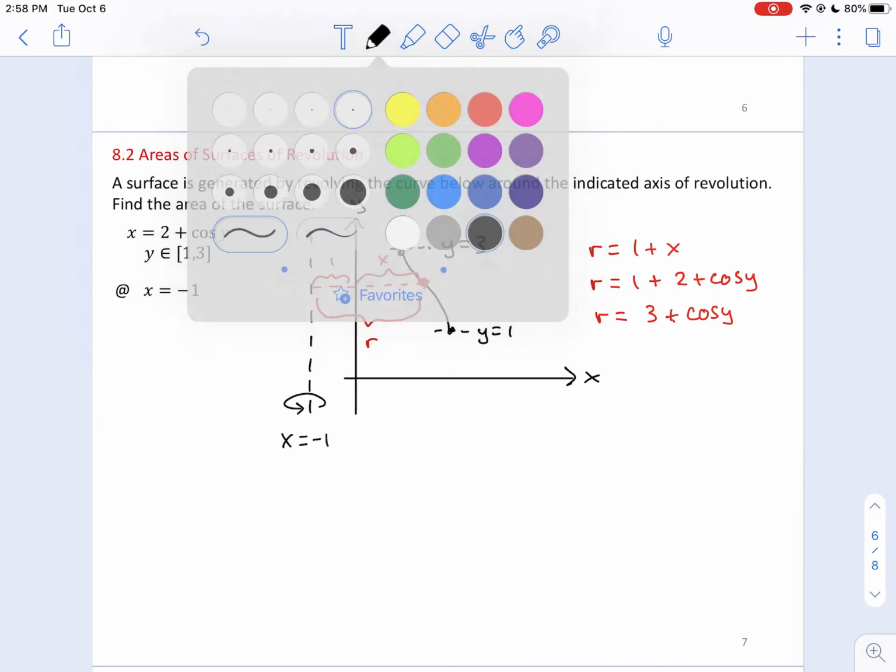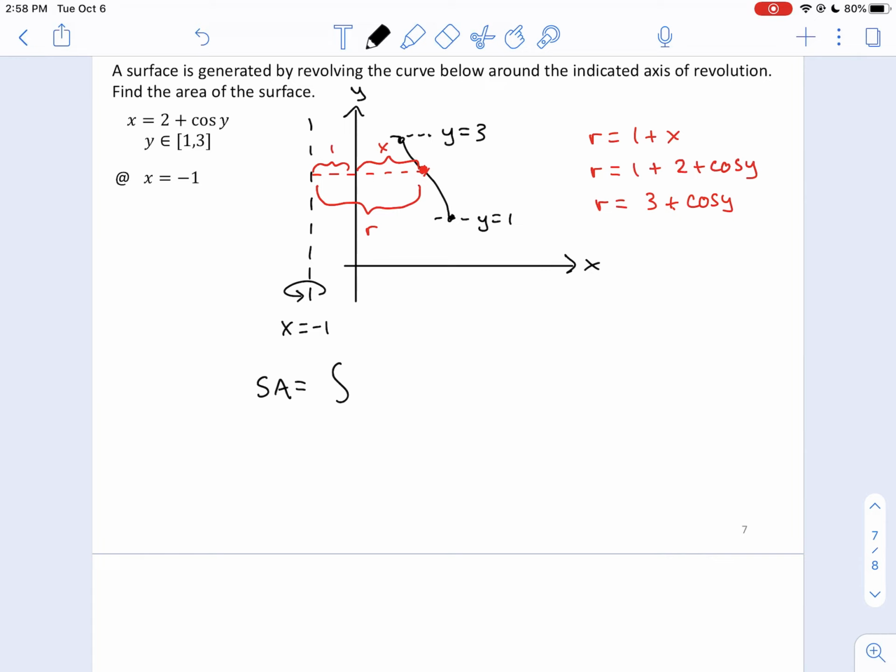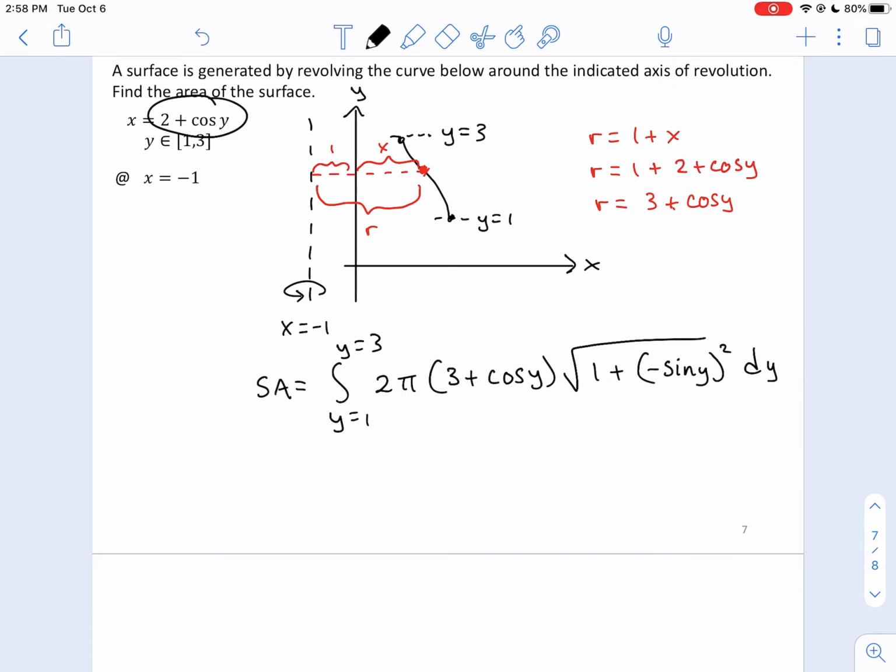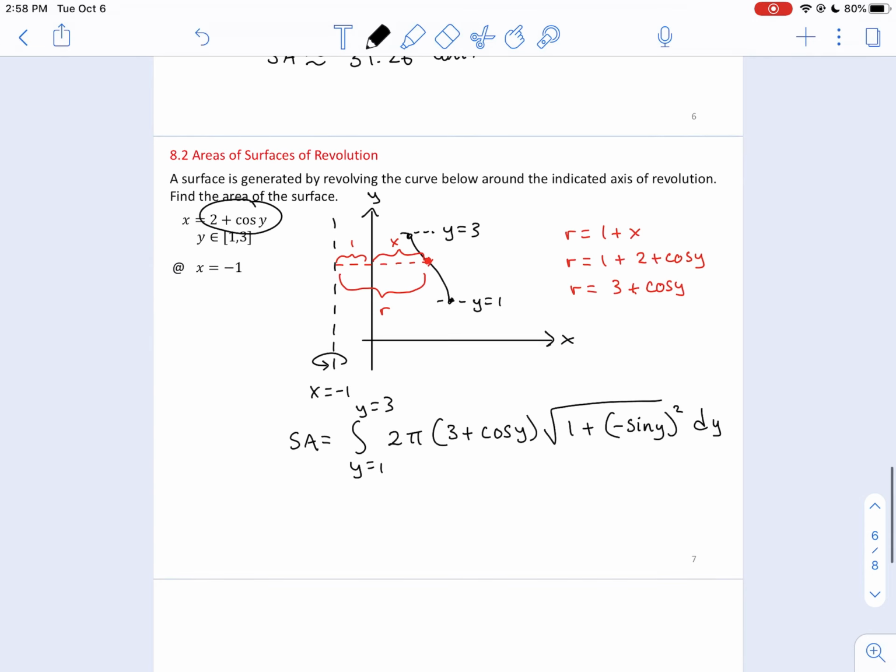Once we have that radius determined, the surface area will be an integral from y equals 1 to y equals 3, 2 pi times the radius of revolution in terms of y, which is 3 plus cosine of y, and then times the ds, but the dy version of it. So the square root of 1 plus, and then again we do the derivative of this function with respect to y, which is negative sine y. That needs to be squared, and then dy. And we have an integral in terms of y. Reach for the calculator again on this one, and we're going to get an answer of about 43.18 square units.